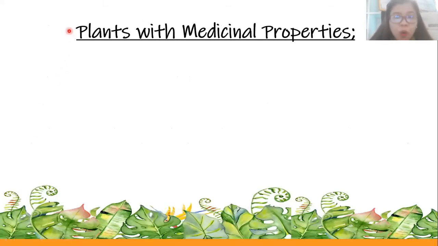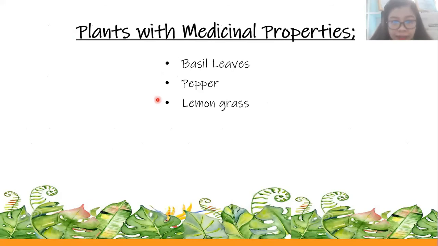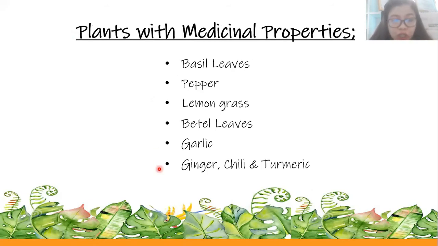So what plants have medicinal properties? I have these examples. These plants have medicinal properties, so they can be used as medicine aside from being food. We have the basil leaves, pepper, lemongrass, betel leaves, garlic, ginger, chili, and turmeric. You can see these examples on your book, page 46. Let's proceed to the benefits of these plants.